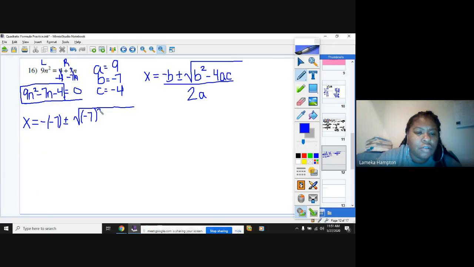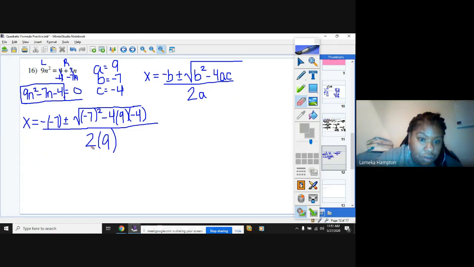So now I have -7 squared minus 4. Can't forget about that squared, y'all. 9 times -4, and all of that is over 2 times 9. And that's the number 9. It's not the letter A, just in case anybody was wondering. Okay. Clean that up. Perfect.